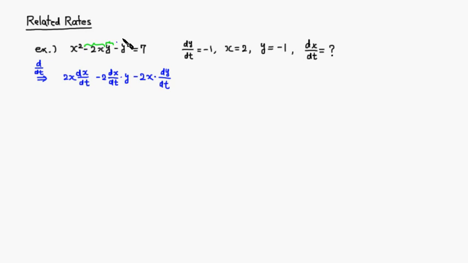Then we take the derivative of negative y squared, so it's going to be -2y, but we have to multiply by dy over dt. Sorry, dt, what I meant. Is equal to, derivative of 7 is 0 since it's a constant, so it's just going to be 0. So we have that.